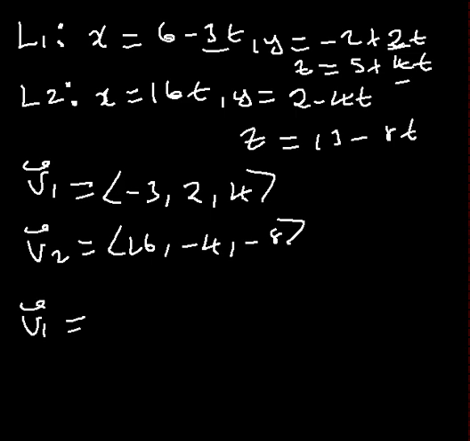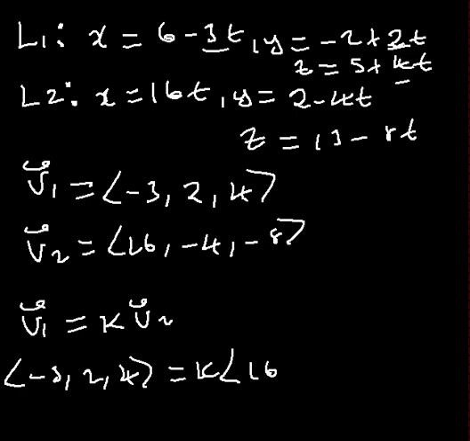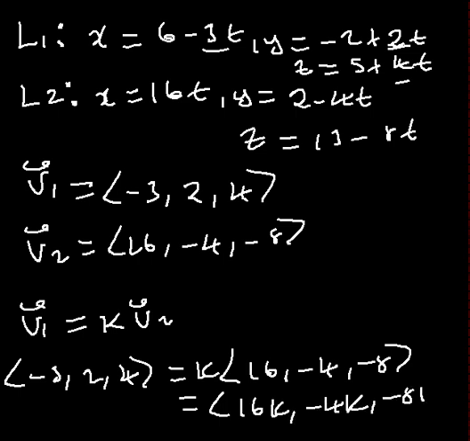Then according to the principle behind parallel vectors, one vector has to be equal to a scalar multiple of the other vector. So we have negative 3, 2, 4 equal to k times 16, negative 4, negative 8. We distribute k, which gives 16k, negative 4k, and negative 8k, and the left side is negative 3, 2, 4.